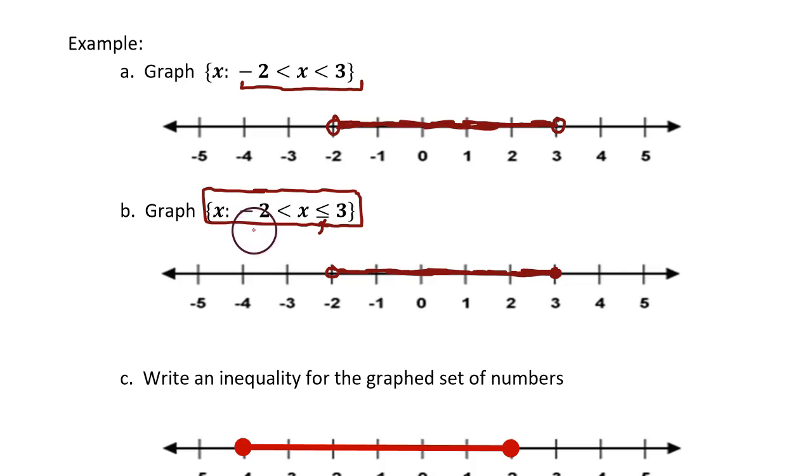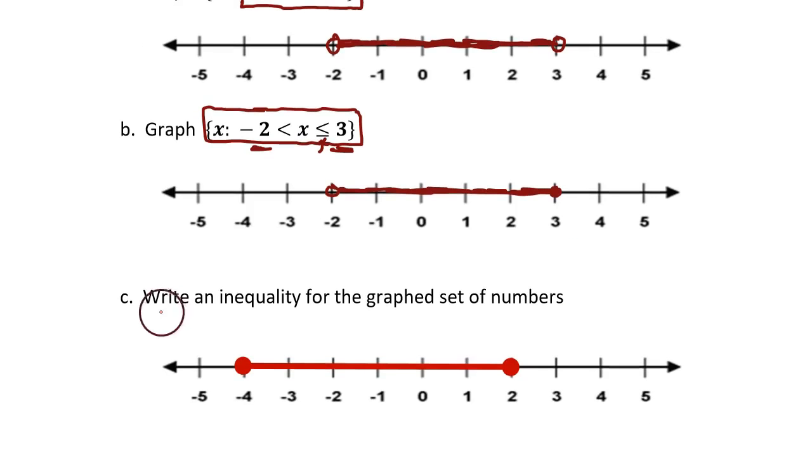Hopefully you're noticing how this number and this number are the endpoint dots, and how a symbol without an extra line on it creates an open dot, whereas a symbol with the extra line on it creates a closed dot.